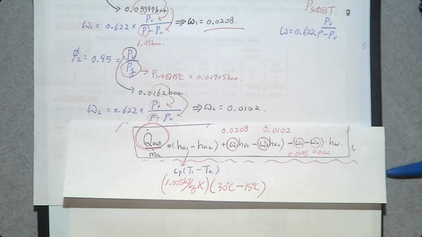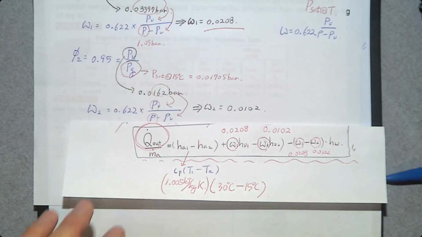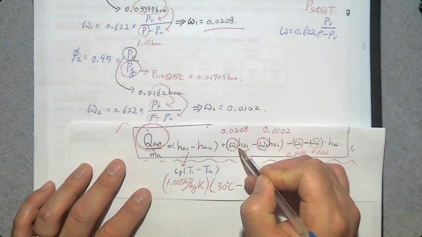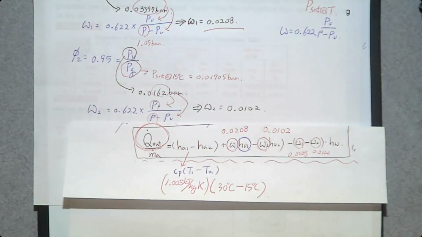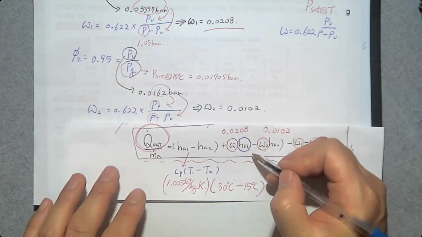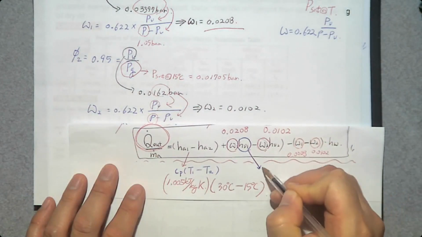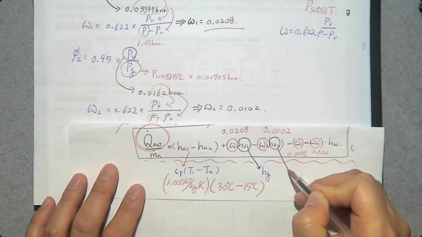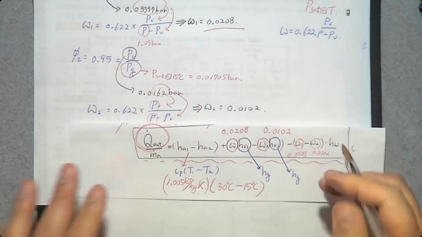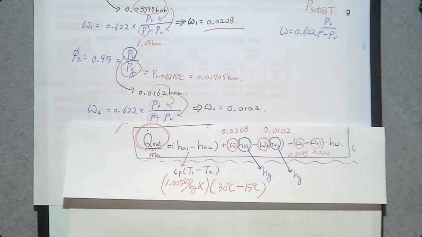Then what else? We need to determine HV1, HV2. When relative humidity values are high, we can assume that these are similar to the specific enthalpy of saturated vapor, which is Hg. This one is also Hg. Then where can we find Hg?